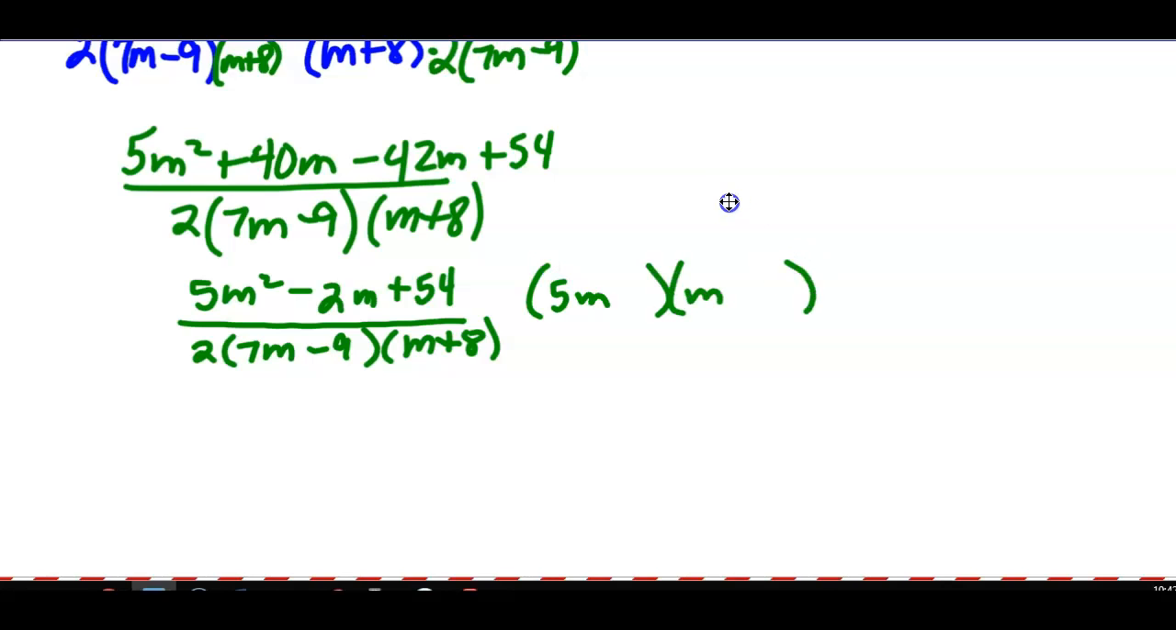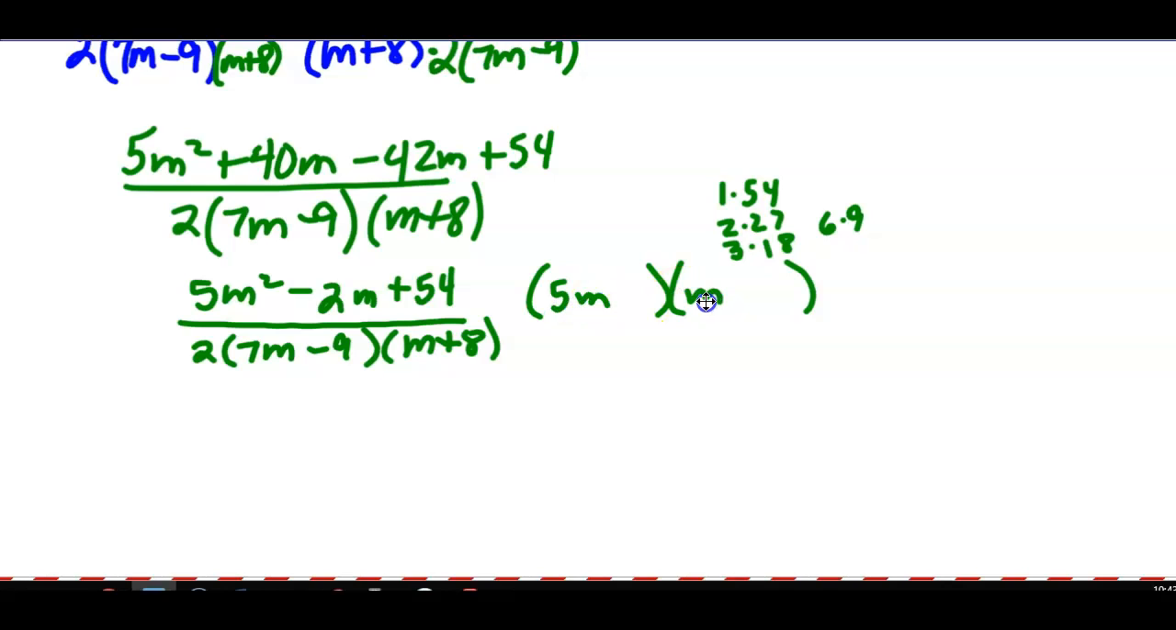And the factors of 54 would be 1 and 54, 2 and 27, 3 and 18. That's not right, is it? Yeah, I think it is. Okay. 6 and 9. Did I miss any? 4 does not go in there. 5, 6, 7. Okay, I think that's it.